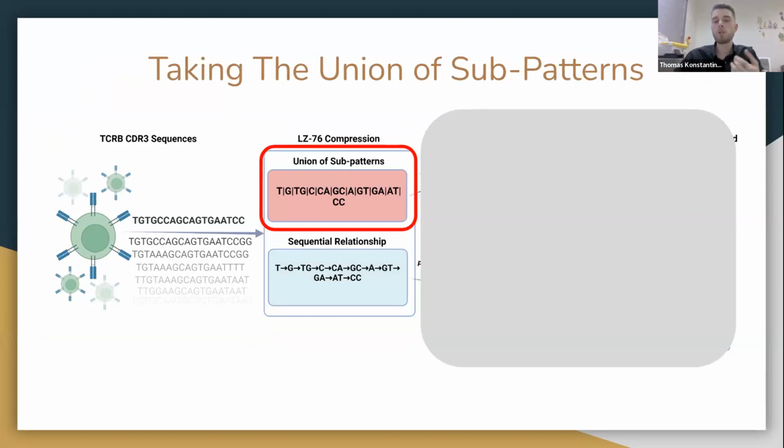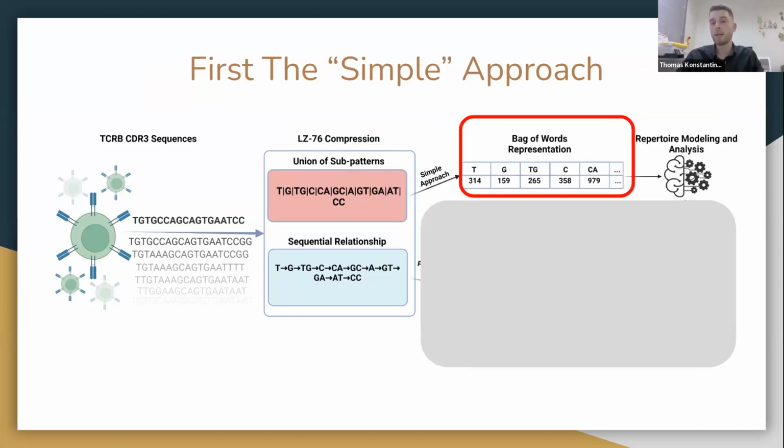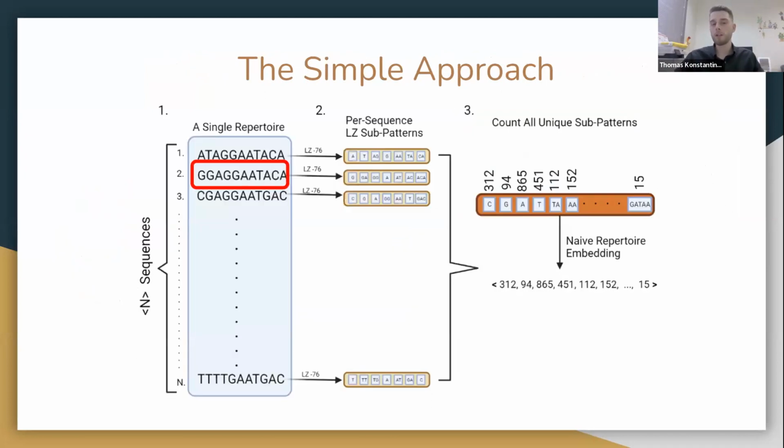So what we show is that there are two approaches to take in the path for answering this question. We can take a union of all those sub-patterns and create a bag of words-like representation. We call this the simple approach, as I will later explain, okay? So we can iterate over each sequence, derive a sub-pattern dictionary for each sequence, and then simply take the union and count all the unique appearances of those sub-patterns. This will result in a count vector, which is already a naive embedding of the repertoire.